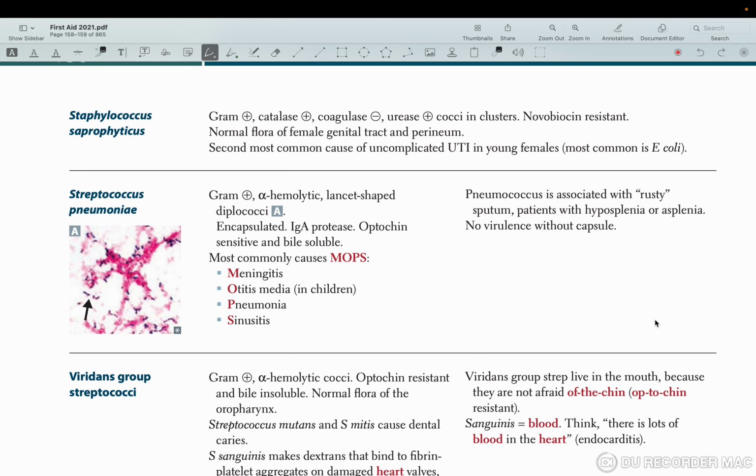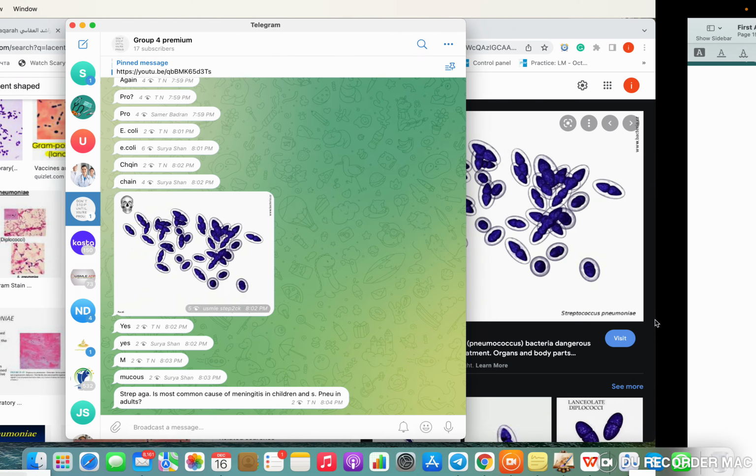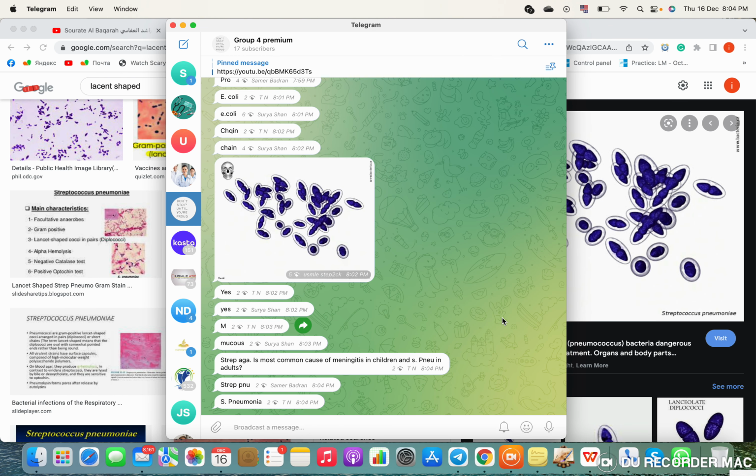If they give you a meningitis patient and they put for you the following answers: H. influenzae, Streptococcus pneumoniae, Staphylococcus aureus and E. coli, and they ask you what is the most common cause? Strep pneumoniae. The most common cause of meningitis in children and in adults is Strep pneumoniae.